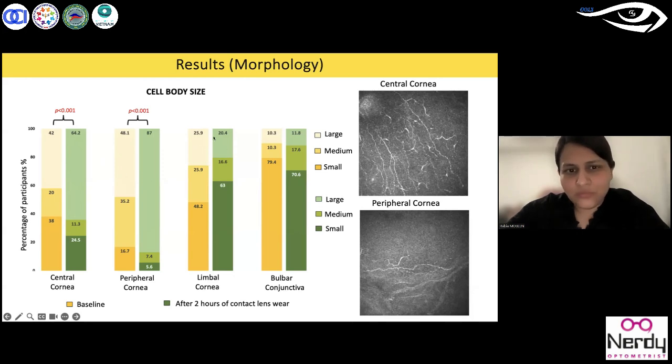But there were kind of different results at the limbal cornea, though this was not significant. And again, we did not find any changes in cell size at the conjunctiva. So cells start increasing in their size at the central and peripheral cornea only.